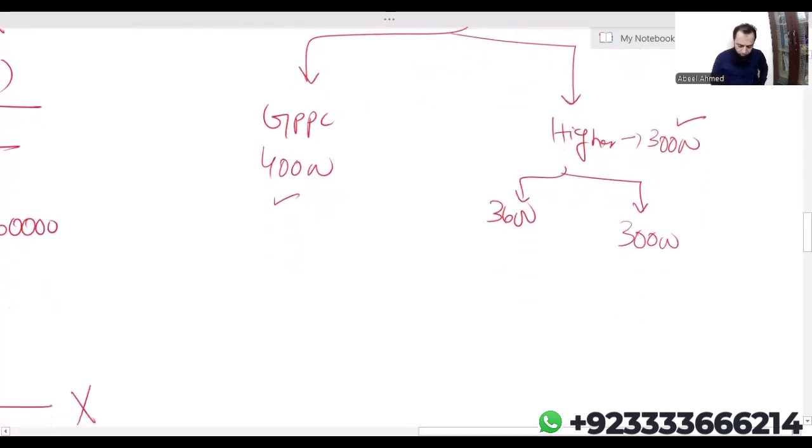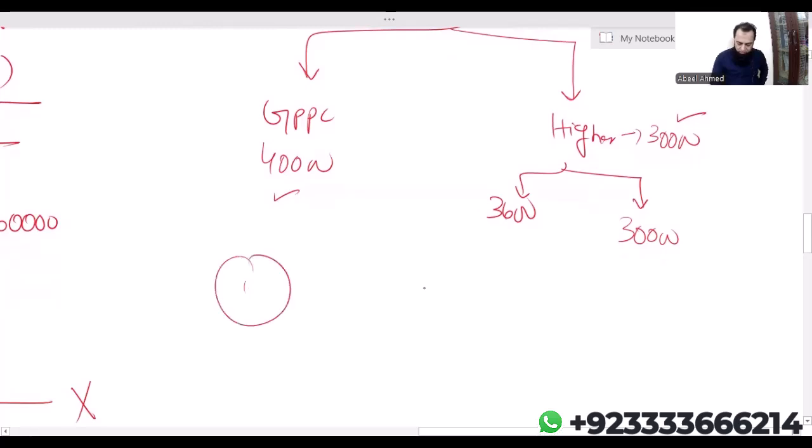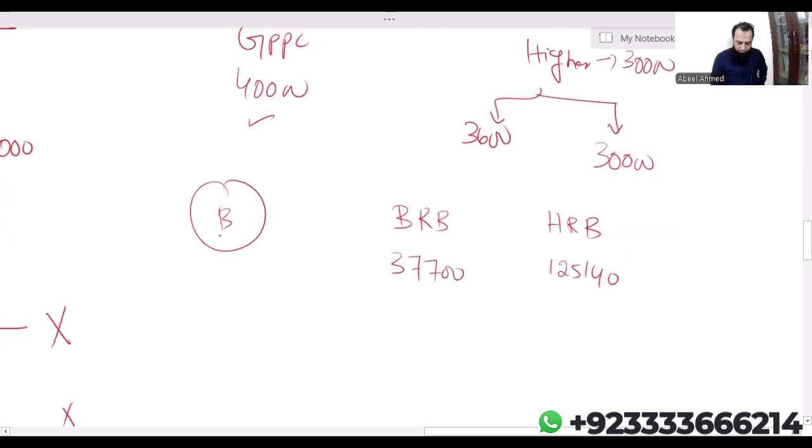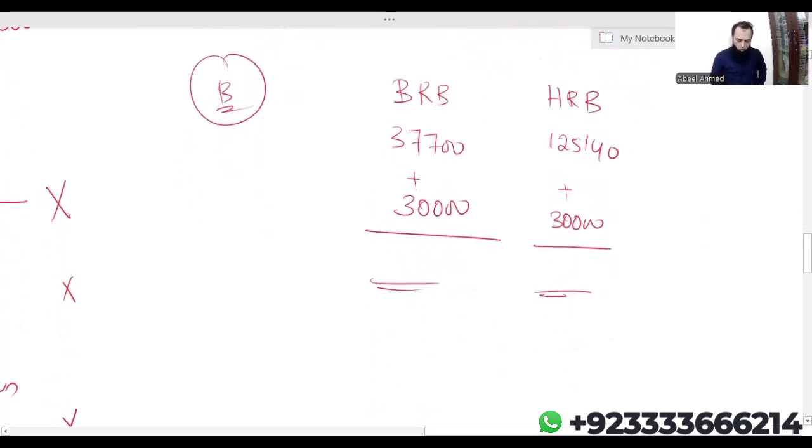So the first answer is the basic rate band and the higher rate band. We know that the limit of the basic rate band is 37,700 and the higher rate ends at 125,140. But here in part B, they both will increase by 30,000, whatever the revised limits come to. The third point is tax relief. Tax relief means how much HMRC has paid.